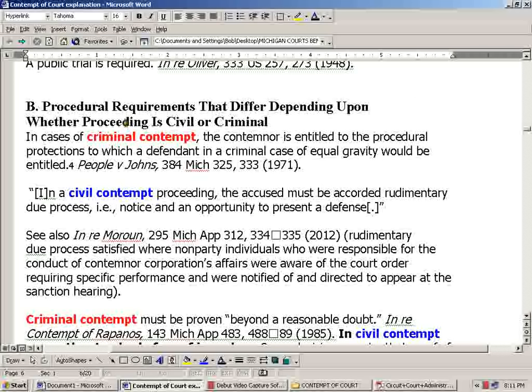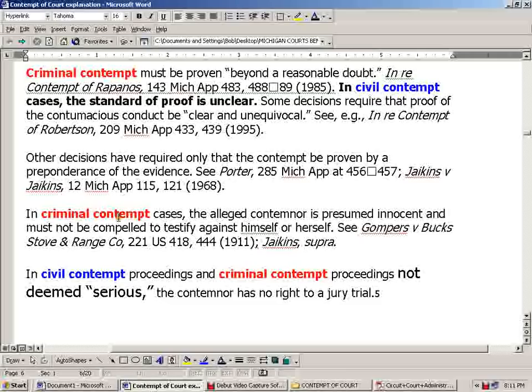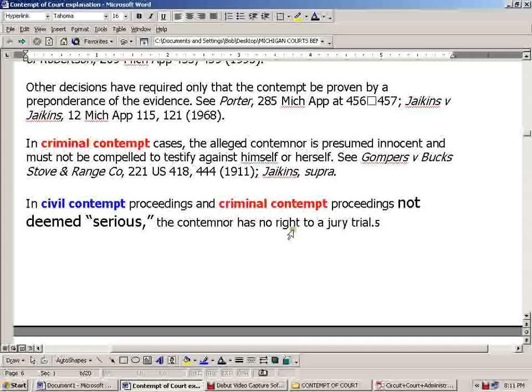Procedural requirements differ depending on whether a procedure is civil or criminal. In case of criminal contempt, the contemptor is entitled to procedural protections a defendant in a criminal case of equal gravity would be entitled to. Criminal contempt must be proven beyond a reasonable doubt. Civil contempt, standard of proof is unclear. In criminal contempt cases the alleged contemptor is presumed innocent and must not be compelled to testify against himself. Civil contempt proceedings and criminal contempt proceedings are not deemed serious. The contemptor has no right to a jury trial.